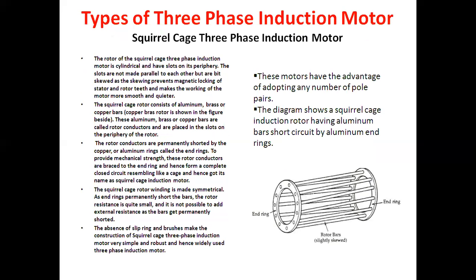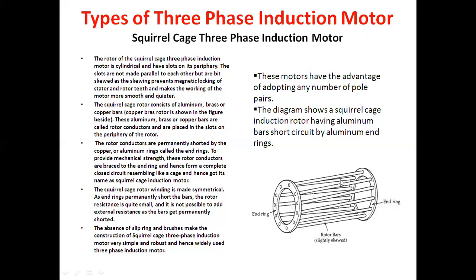So another part is the types of three-phase induction motor. First one is the squirrel cage three-phase induction motor. This is the pictorial view of a squirrel cage three-phase induction motor. The rotor of the squirrel cage three-phase induction motor is cylindrical, as we have seen in this picture.